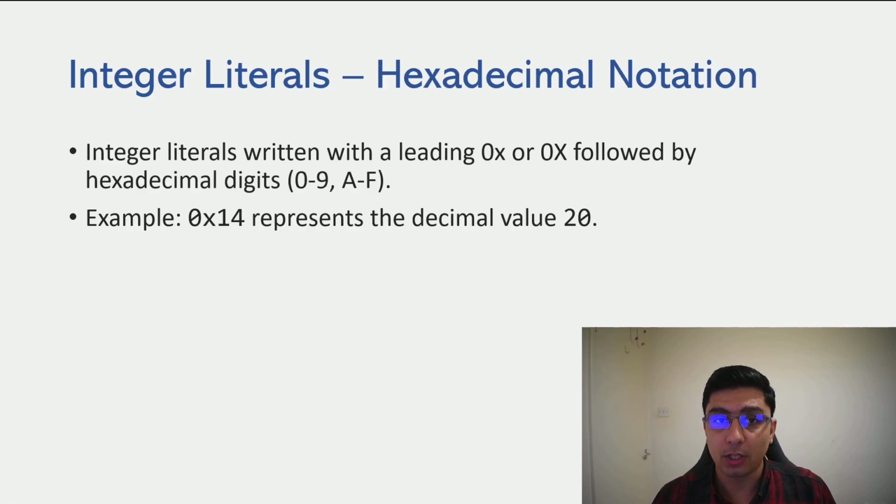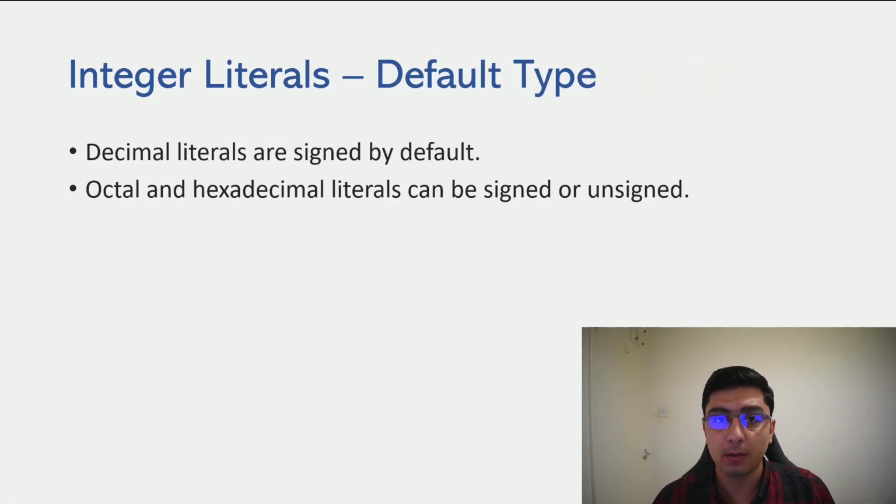The third notation is hexadecimal. It's distinguished by a leading 0x, lowercase or uppercase, followed by hexadecimal digits ranging from 0 to 9 and A to F. An example of a hexadecimal literal is 0x14, representing the decimal value 20. Now let's talk about the default types of these integer literals. Decimal literals are signed by default, whereas octal and hexadecimal literals can be either signed or unsigned.